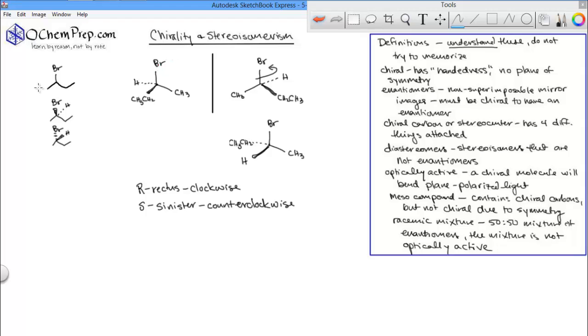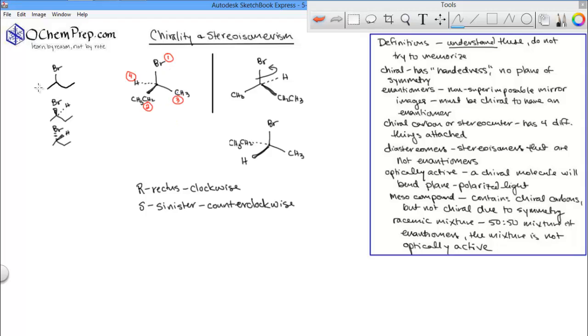So we have bromine, which beats these 2 carbons, and it gets the 1. And then this carbon on the ethyl group beats this carbon on the methyl group because this carbon is attached to 2 H's and a C, and this carbon is attached to 3 H's. So that gets the 2. The methyl group gets the 3, and the H gets the 4. Once you have ranked all 4 substituents on the chiral carbon, you arrange it so the number 4 substituent is going back. Since this one is going back already, then what you do is you look at 1 to 2 to 3.